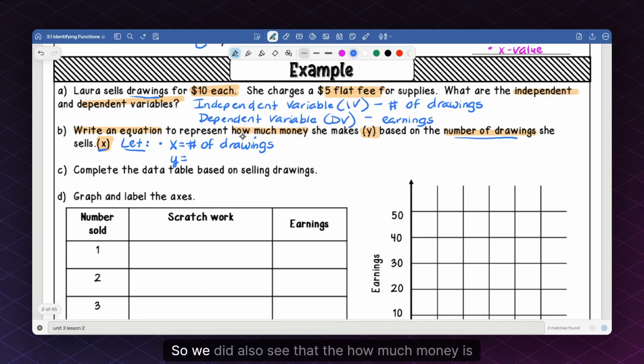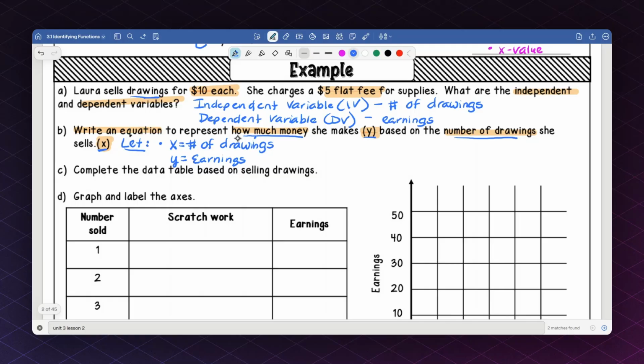Okay, so we did also see that how much money is going to be the y, so that's going to be my earnings. So when I go through and calculate this, my x is going to be my number of drawings, my y is going to be my earnings. Notice that there's earnings here on the y, and down there on the x, I have number of drawings. I already labeled it for you. We need to write an equation.